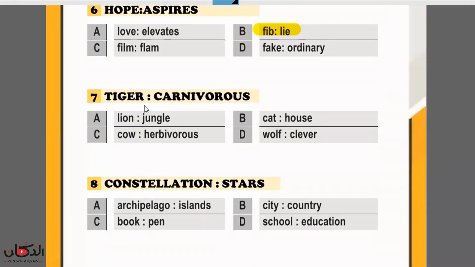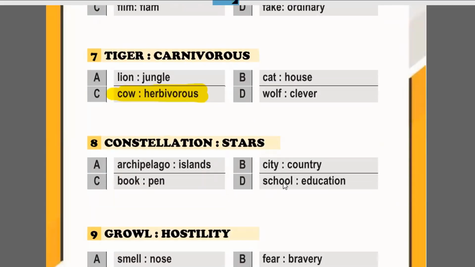The next one is one of the easiest. 7, tiger. Tiger and carnivores. I think it's so easy. I think it's C. Is it C? It's really obvious. Yeah. As I told you, you will find some easy questions. You're smart. Not all of them are so tricky.